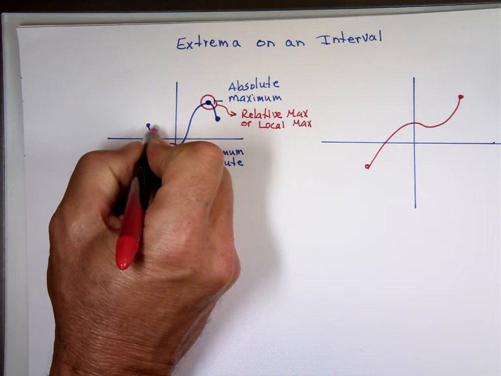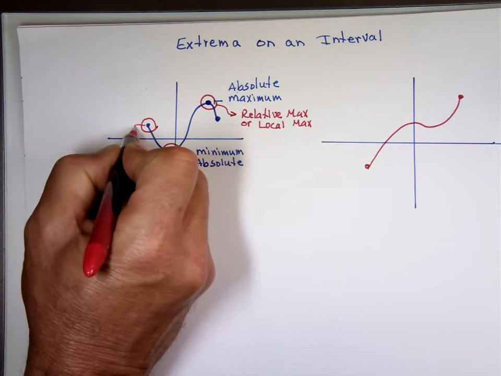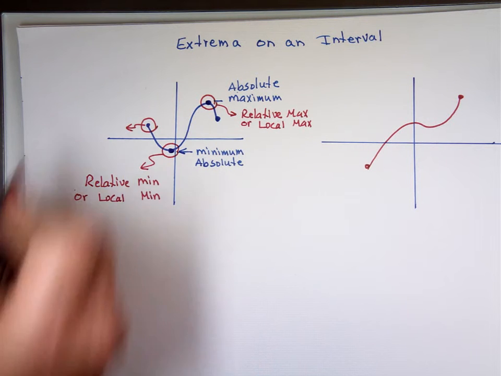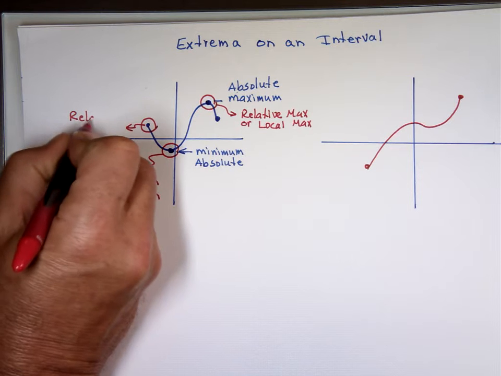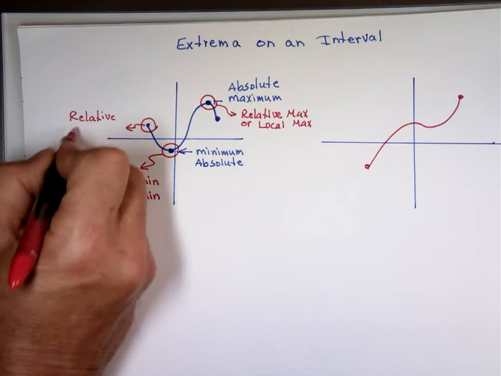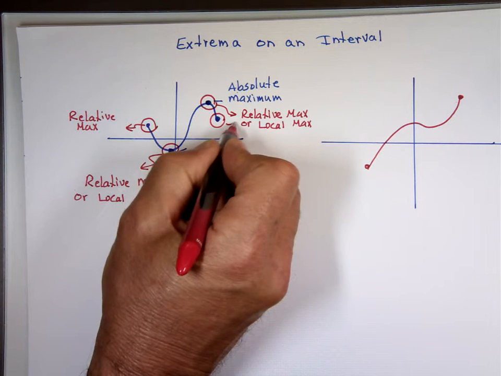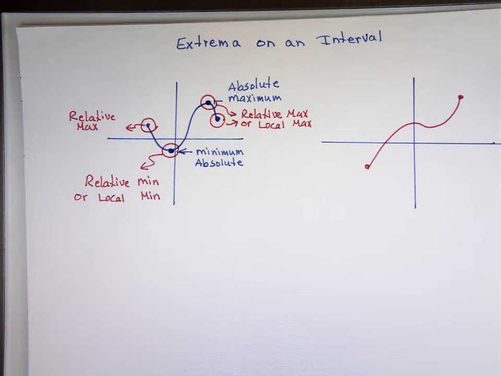What about in this neighborhood? What is that point? Relative what? Min or max? It has the largest y value, right? That's a relative max. That's an endpoint, but that's also a relative max. In this neighborhood, this is what? That's a relative min.